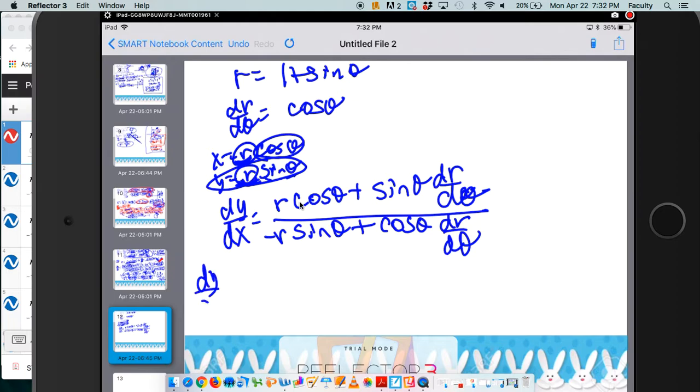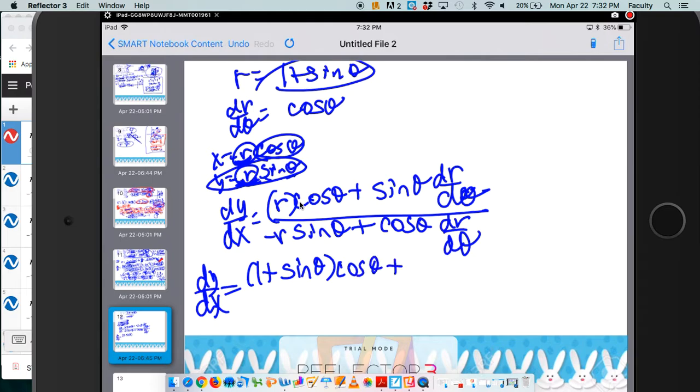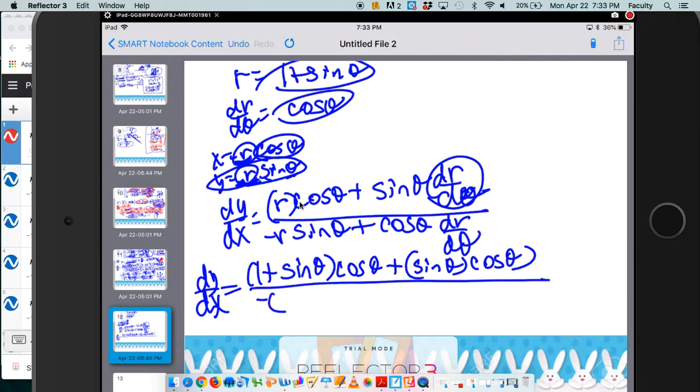So dy/dx is r, which is 1 plus sine theta, cosine theta, plus sine theta, dr/d theta is cosine theta, over negative r, which is 1 plus sine theta, and sine theta plus cosine theta, dr/d theta is cosine theta. Now let's start off with horizontal tangency.